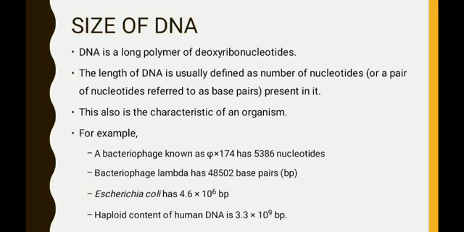And the haploid content of human DNA is 3.3 into 10 to the power 9 base pairs. See, in case of human beings, the length of human DNA is 3.3 into 10 to the power 9 base pairs. But we should remember, this is the haploid DNA content. So the diploid content of human DNA is 6.6 into 10 to the power 9 base pairs. So this is regarding the size of the DNA.